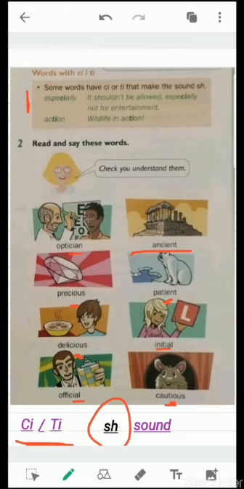So we have optician طبيب أسنان. Ancient قديم. Precious ثمين. Patient صبور. Delicious لذيذ. Initial الحرف الأول. Official اللي هو رسمي. Cautious حذر.